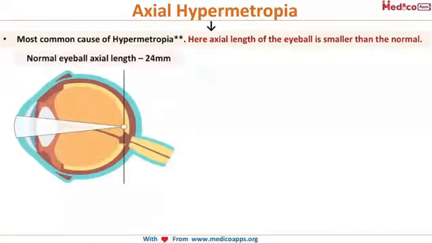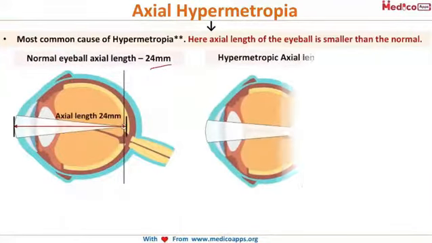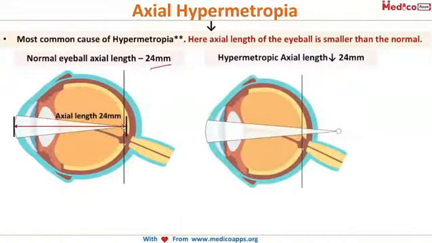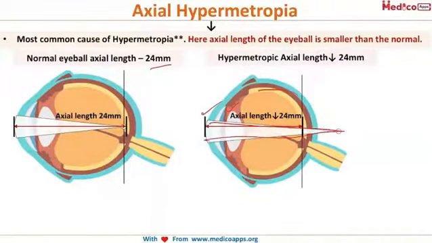Here the eyeball will be smaller, right? And the normal length is 24 millimeters, and here in hypermetropia, the eyeball length is less than 24 millimeters. Hence, even with the normal power of convergence of the cornea and the lens, it is going to focus behind the retina because the eyeball is shorter. As opposed to the longer eyeball in myopia, here the eyeball is short, so the rays go behind and focus.